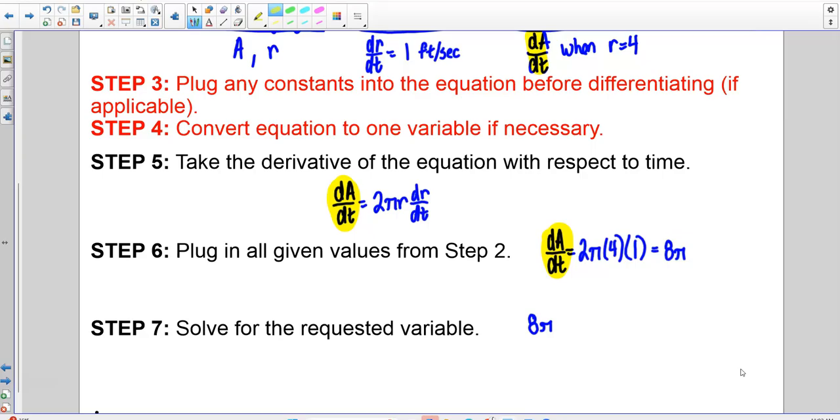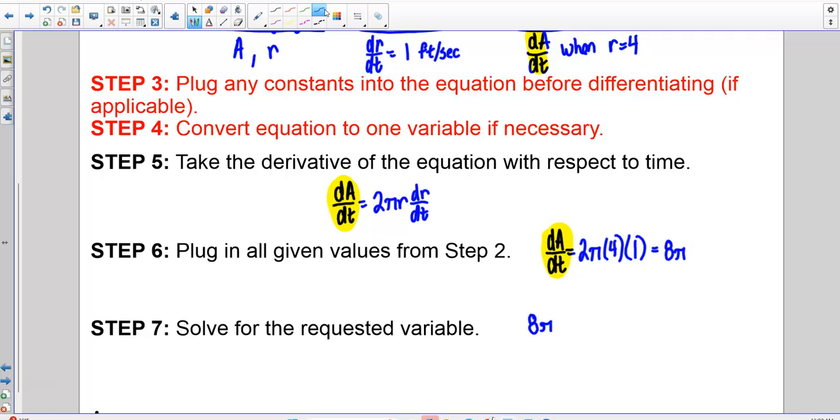I on purpose left the units off because I'm interested to see what you guys have as your units. What would the units of our answer be? What do you think, Jericho? Feet per second is what I saw mostly. It is also not correct.